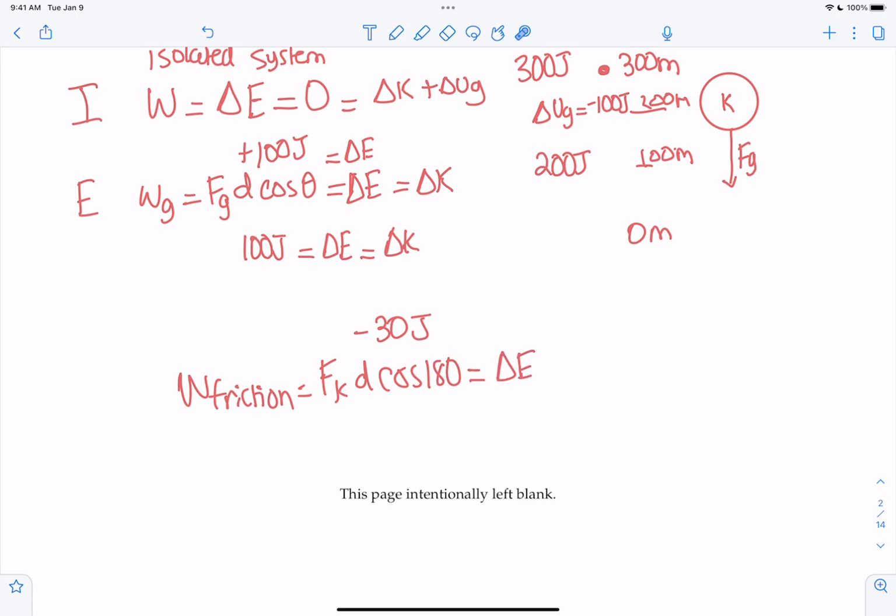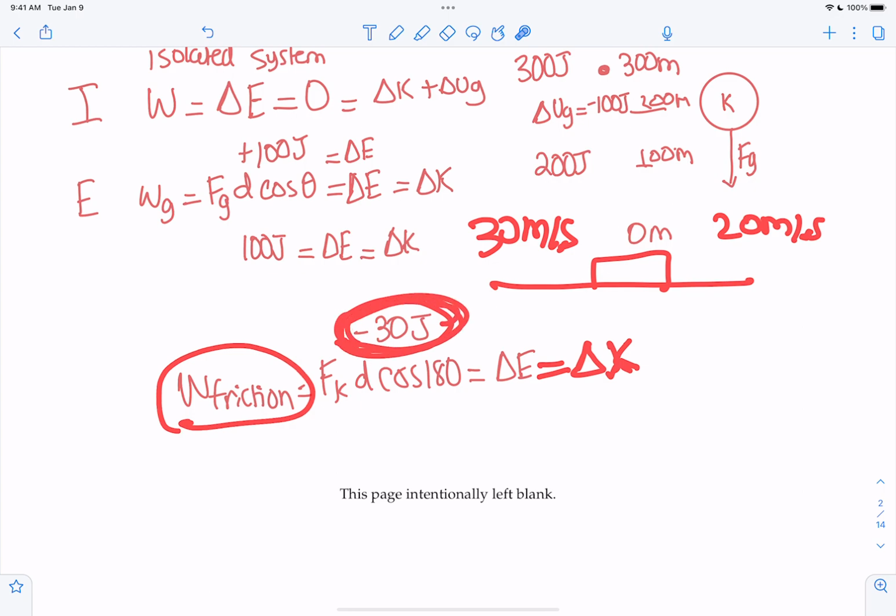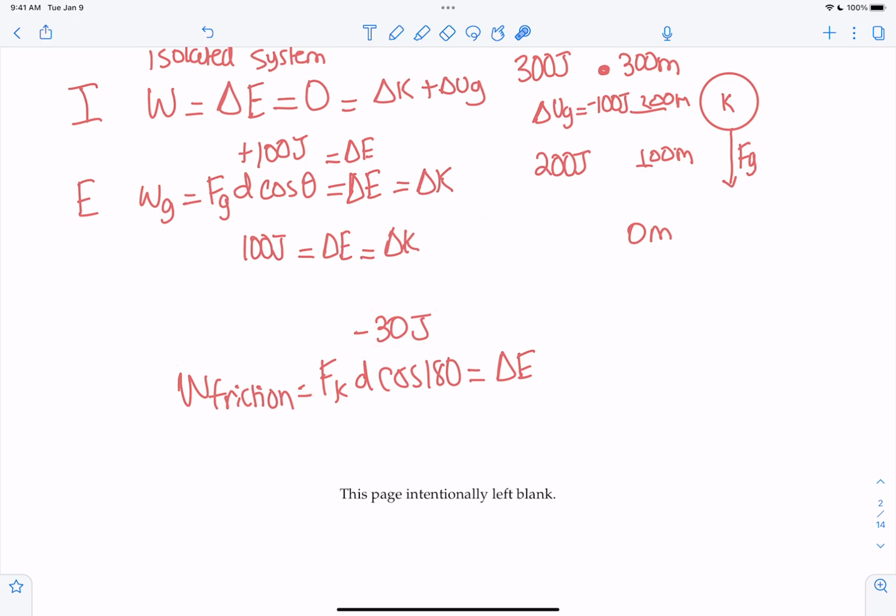So if I was moving along and I found a rough patch, I was traveling 30 meters per second, and then after the rough patch I'm at 20, then my speed decreased. I slowed down because of the friction due to the rough patch. So if I calculate that change in kinetic energy, it might be a decrease of 30 joules, a negative 30 joule decrease. So I can say that the friction took away 30 joules from my system.